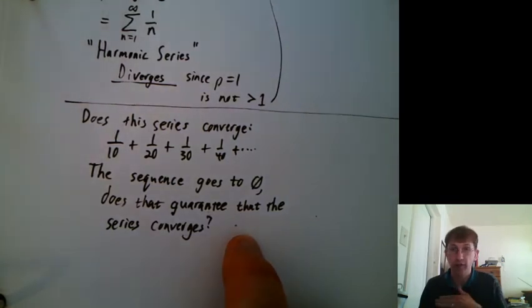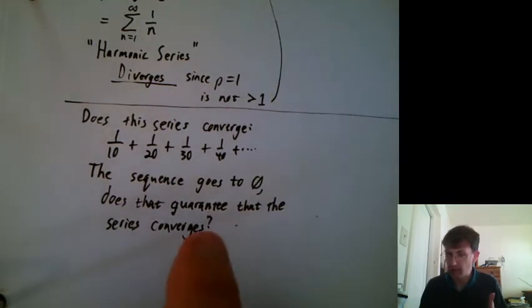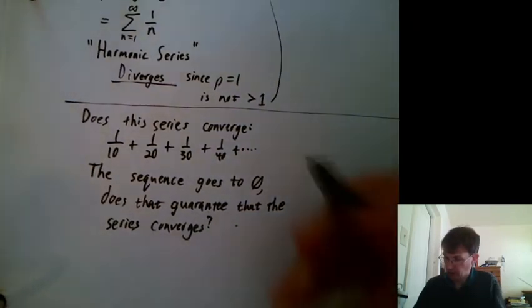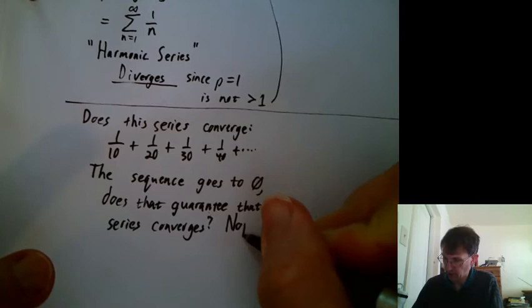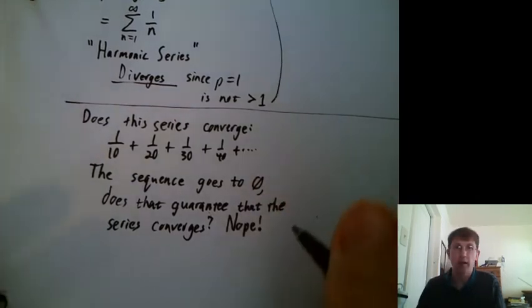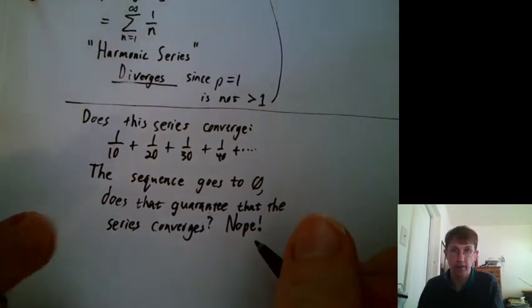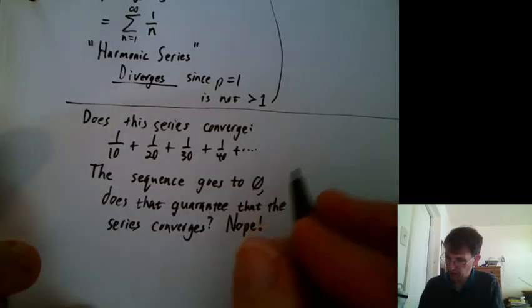The answer is no. There are plenty of series where the sequence goes to 0, but yet the sum of all those numbers is infinite. So I'll write a big nope here. It also doesn't guarantee that the series diverges. It just isn't enough information at this point. What else can we say?